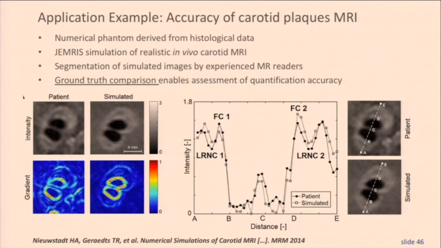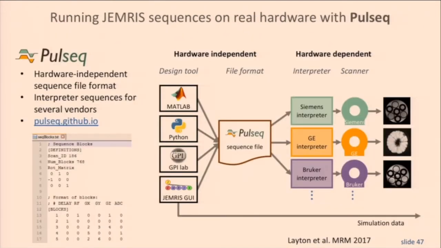There were also more real-world simulations done with GEMRIS. This one simulated the accuracy of carotid plaque MRI, which had been done in the past. And the very final thing I wanted to show is that you can also use GEMRIS to run sequences on real hardware.